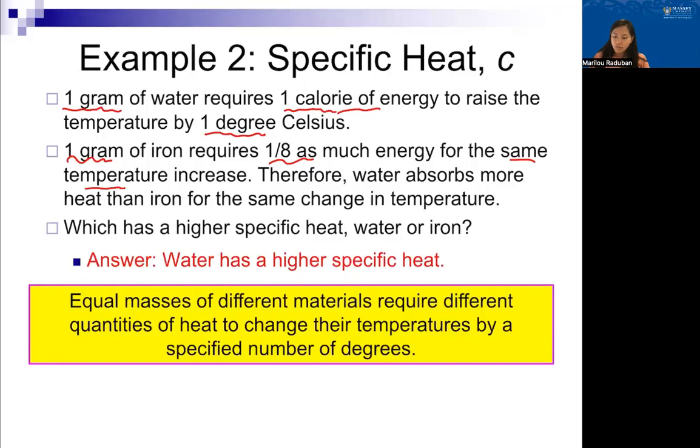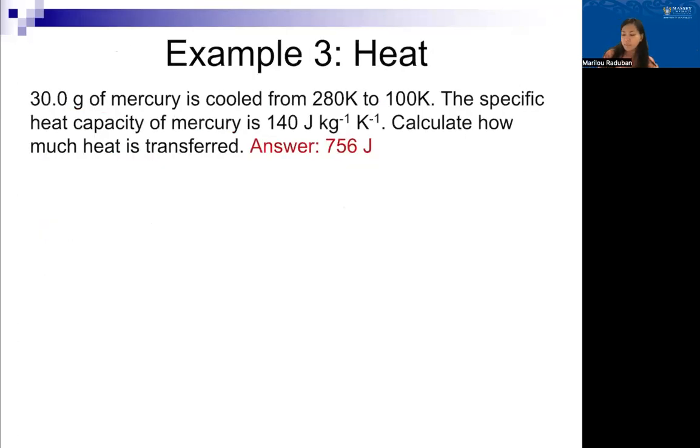Good. All right, so now let's look at an example of how we apply the equation Q equals mass times specific heat times the change in temperature. 30 grams of mercury is cooled from 280 Kelvin to 100 Kelvin, and the specific heat of mercury is 140 joules per kilogram per Kelvin. How much heat is transferred during the cooling process?